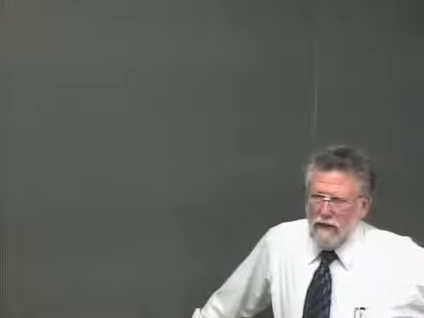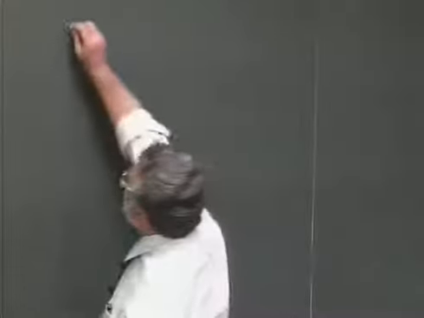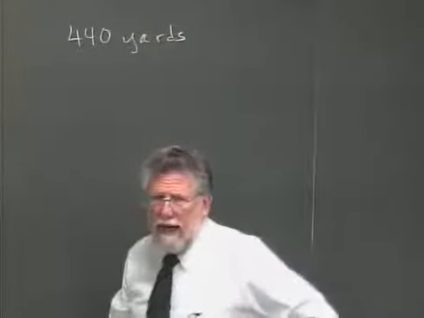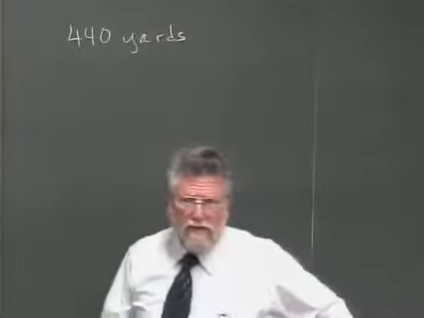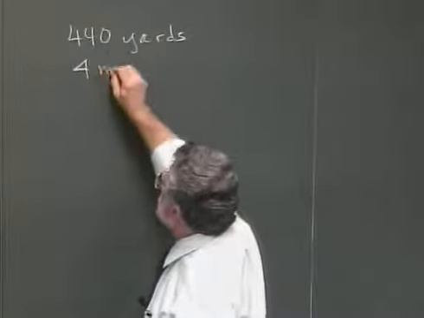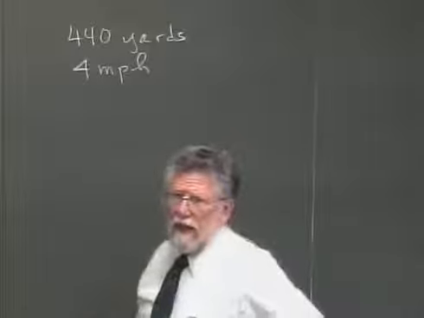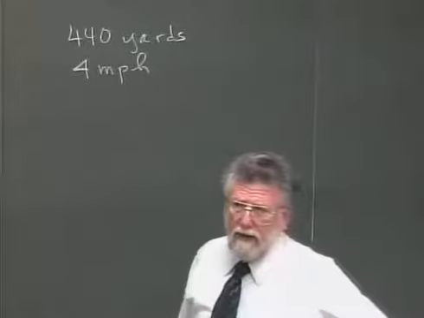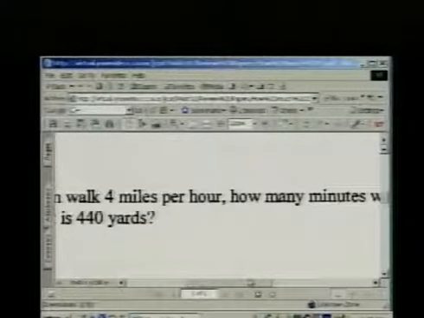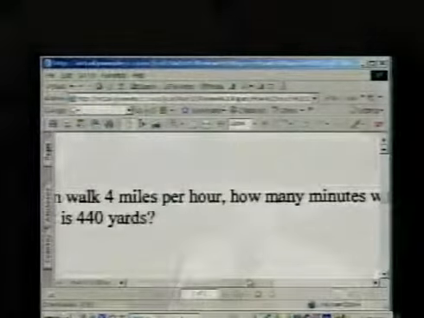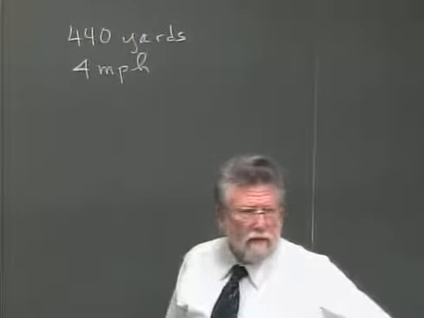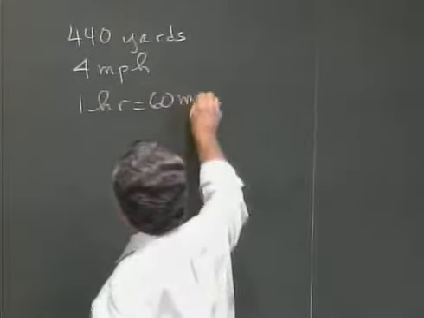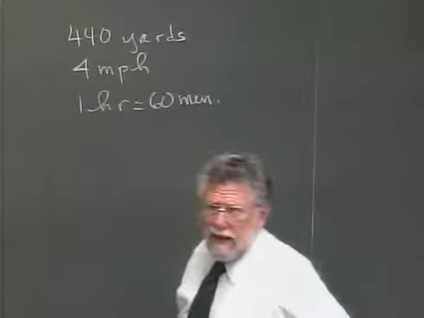Okay, let's come to the sideboard. So what information do we have? Well, we have a 440. That's what we want to walk. The 440, so 440 yards. And I want to do it at 4 miles per hour. So 4 mph. Do I have any other information that I need for this problem as far as setting it up? Well, since I wanted minutes, that's how many minutes I want. What other equivalents do I need? 1 hour equals 60 minutes. So if I have that much information, I should be able to set up the problem.